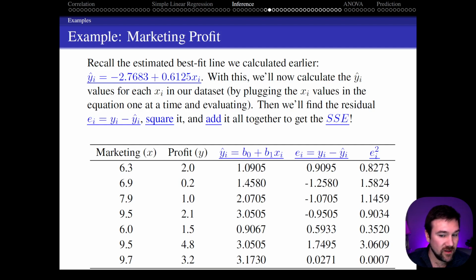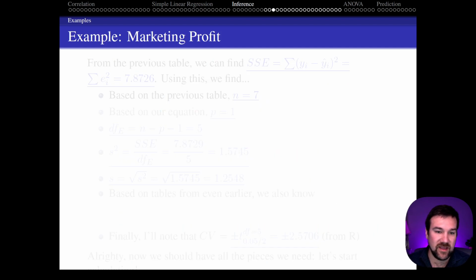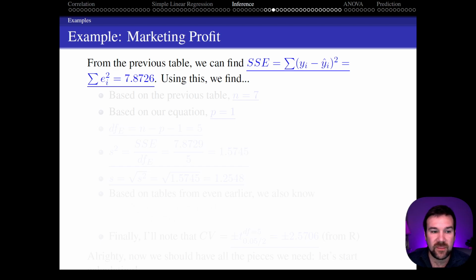After I fill out the fourth column, then I take whatever number's in the fourth column and I raise it to the second power, and that's how I get the fifth column. That is my squared errors. Finally, not shown here, I'll sum up all of those squared errors to get my SSE. After adding up every number in that fifth column, I get 7.8726. All right, so now I can keep moving.